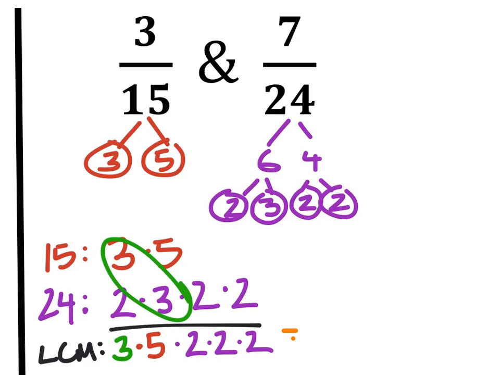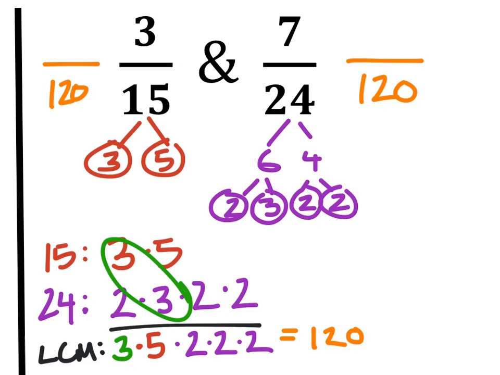Now I do have to multiply these out, so 5 times 2 times 2 times 2 times 3. I would regroup these differently. 5 times 2 is 10, and then 3 times 2 times 2 is 12, which would have been 120. So if I want a common denominator for these two, it looks like it will be 120. So 3/15 will be out of 120, and 7/24 will be out of 120.